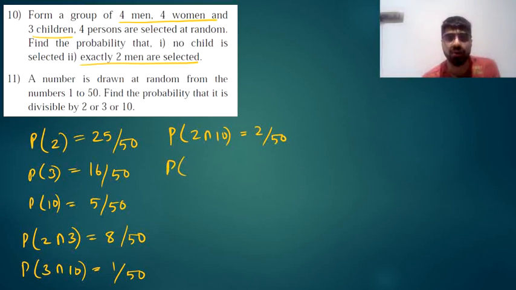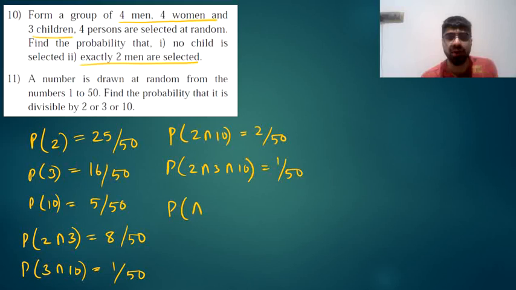And probability of the number being divisible by 2 and 3 and 10. So one such number is 30, and that's the only number out of 10, 20, 30, 40, 50 which is divisible by all three of them. So this will be 1 upon 50.